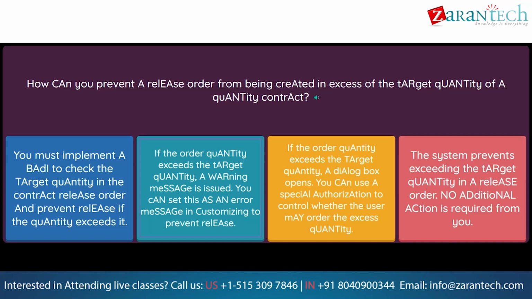You can set this as an error message in customizing to prevent release. Option 3. If the order quantity exceeds the target quantity, a dialog box opens. You can use a special authorization to control whether the user may order the excess quantity. Option 4. The system prevents exceeding the target quantity in a release order. No additional action is required from you.